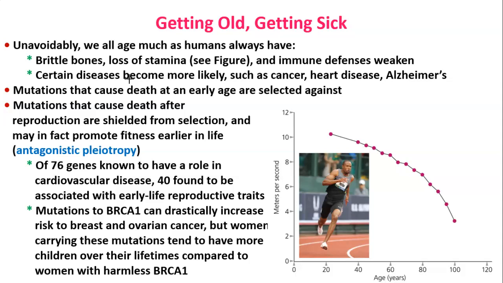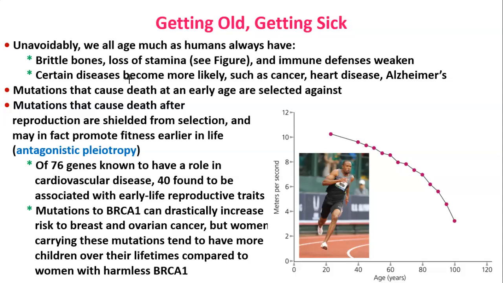Now, of course, mutations that cause death at an early age are selected against and eliminated pretty quickly. Because if you can't reproduce to pass on those mutations that cause an early death, then those mutations aren't going to be passed on and they will be eliminated. Mutations that cause death after reproduction, though, are shielded from natural selection. And those kinds of mutations, in fact, may promote fitness earlier in life. They may be mutations that increase an organism's chance to survive and reproduce. But those same mutations may end up causing ailments later in life, leading to death. And this is yet another example of antagonistic pleiotropy.